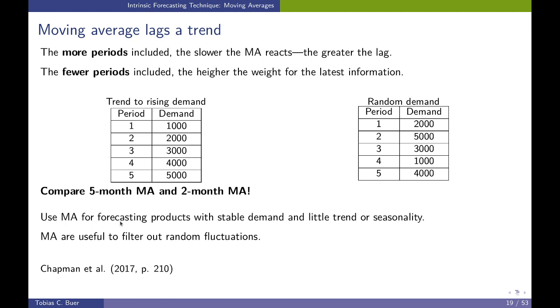So the moving average, to sum this discussion up, is well suited if the demand is quite stable and there's only a little trend or seasonality. In these situations you should use a moving average. And it is also good to filter out some random fluctuations. However, if there's a lot of seasonality or trend, then rethink your choice for the moving average. There might be a better method out there.